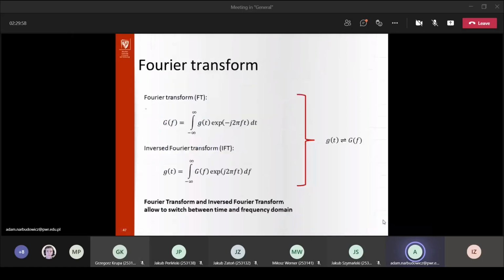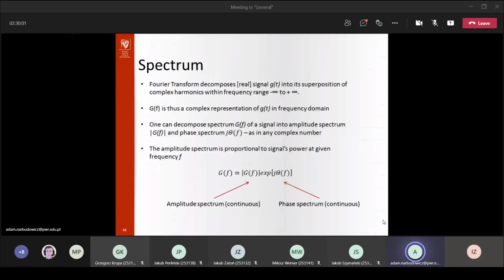Now, I hope that should be more or less repetition. The only important factor is that the spectrum or Fourier transform is actually represented by complex numbers. Okay, and again, that means that we can have an amplitude spectrum and also a phase spectrum. Now, usually, of course, in most basic analysis we are more concerned about the amplitude spectrum, and that's what you would see on most of the plots. However, again, you shouldn't forget about the phase component.